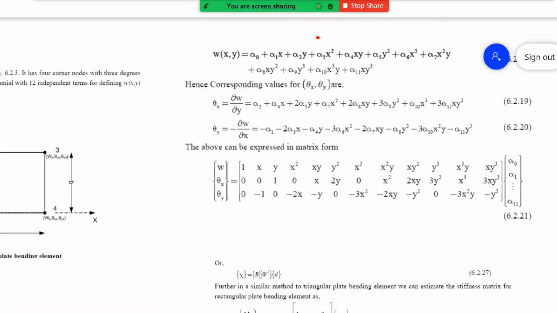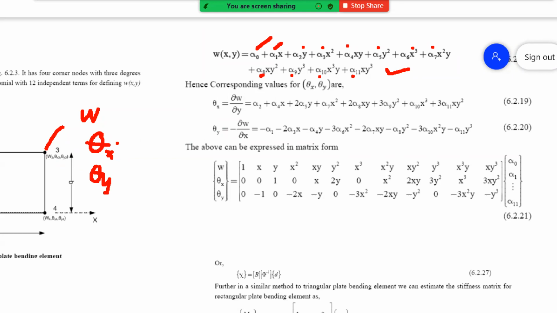So which is consistent dito sa ating displacement function. 1, 2, 3, 4, 5, 6, 7, 8, 9, 10, 11, 12. So we have 12 unknowns. And this is our displacement function. Since basically we have vertical displacement denoted as W, and then 2 angular rotations on the 2 axes.